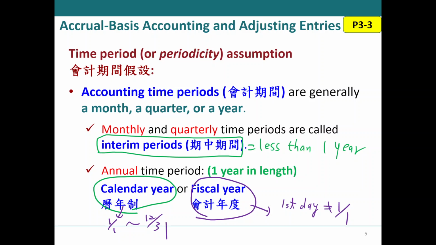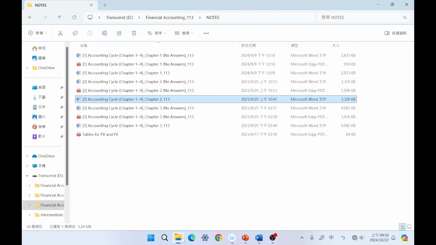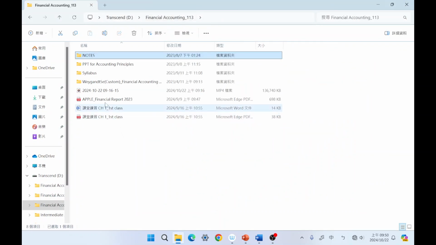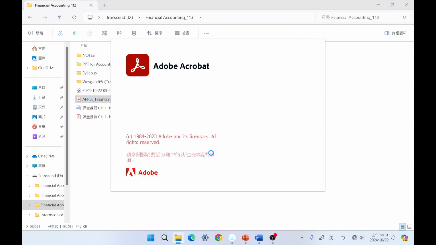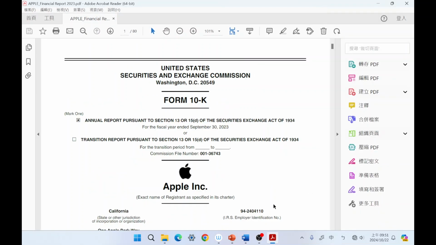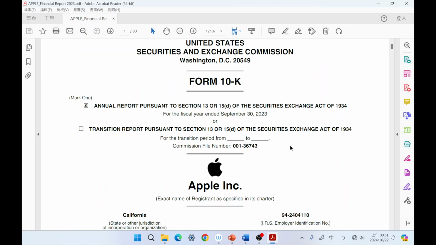Like Apple company. Apple company told you they use fiscal year. So which day is Apple company's first day? Let me check. When I look at Apple company's financial statements, then it told me where?